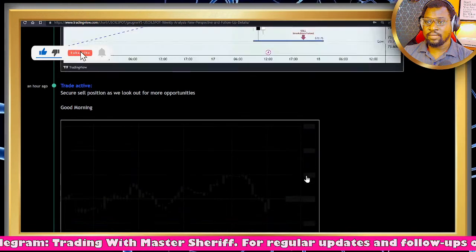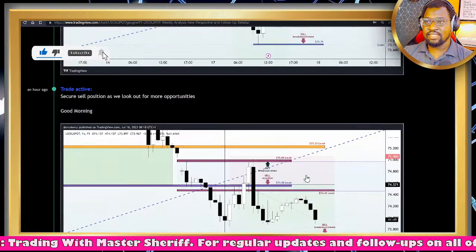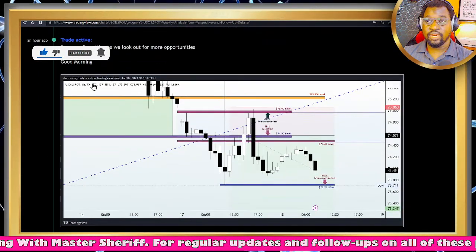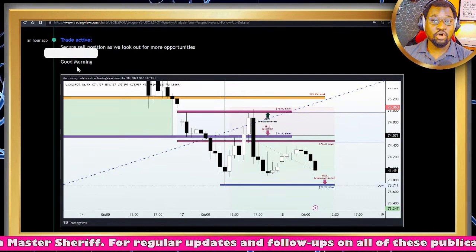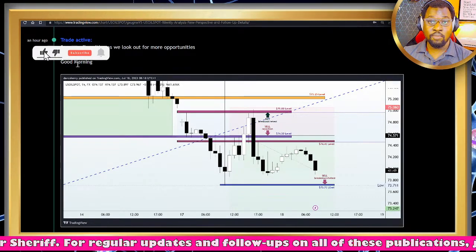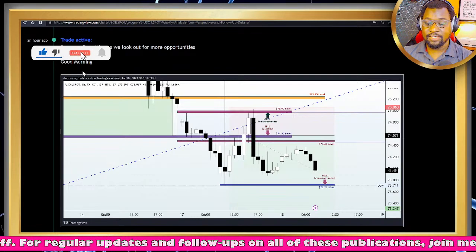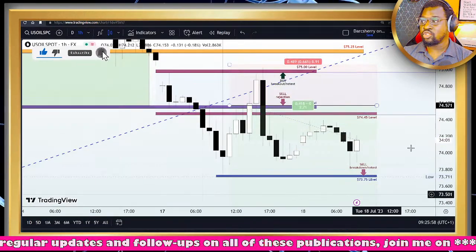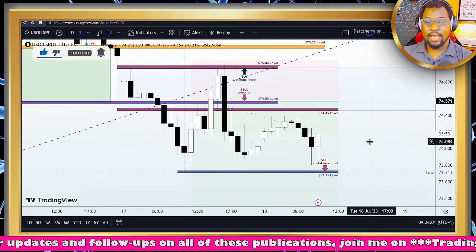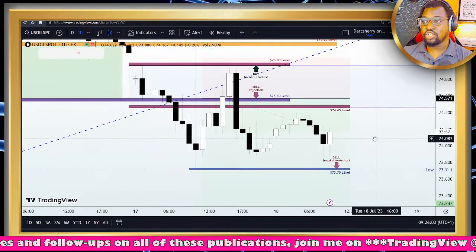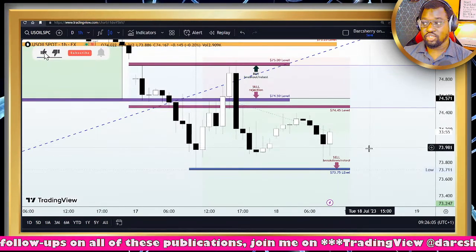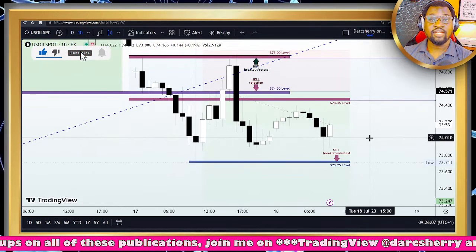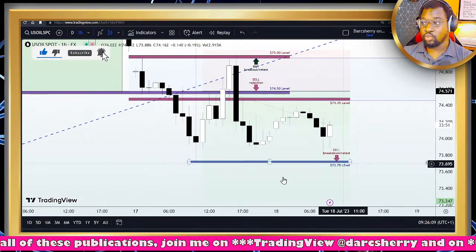So this morning, I shared this like an hour ago, a very short one here. So I said we should secure all sell positions as we look out for more trading opportunities. Now, if we go back into the live chart here, there's something interesting about the structure that we need to take into consideration while we try to decipher what our next line of action will be.